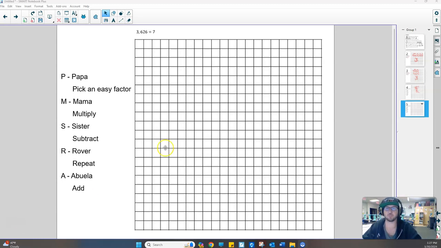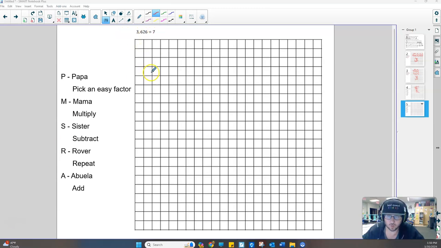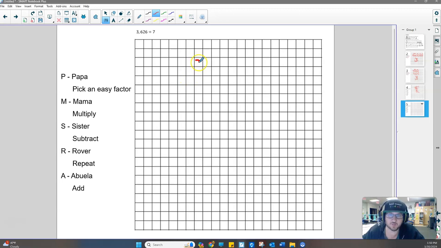Hello, this is problem 5 on our Unit 6 test. Notice that this one is another division problem. We are doing 3,626 divided by 7. We're going to start by writing this out the long division style, where we're going to put the 3,626 into a house. And the 7 goes on the outside.